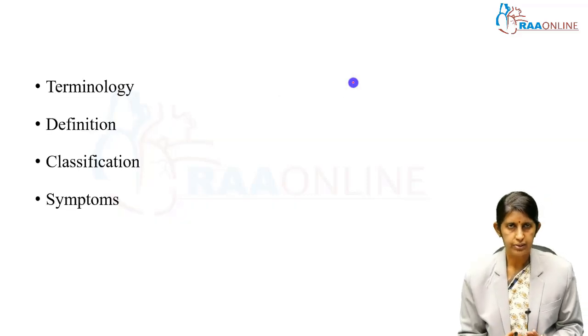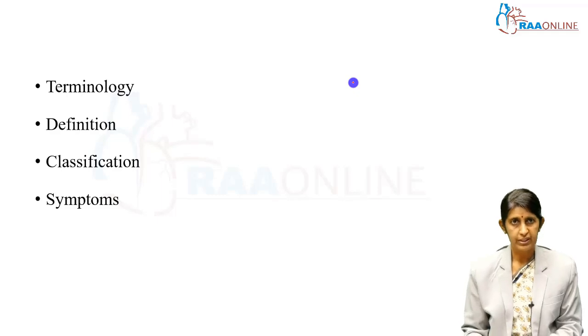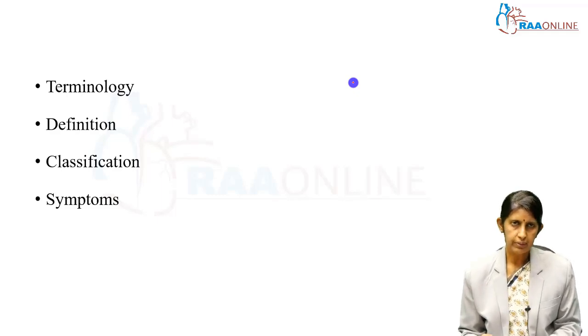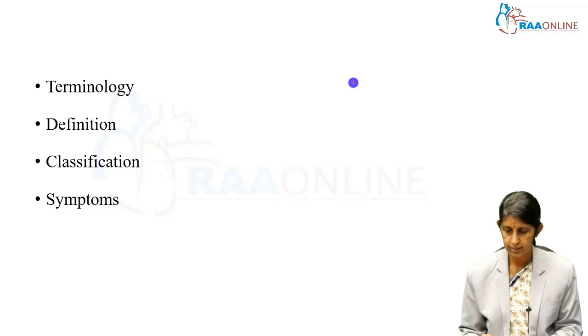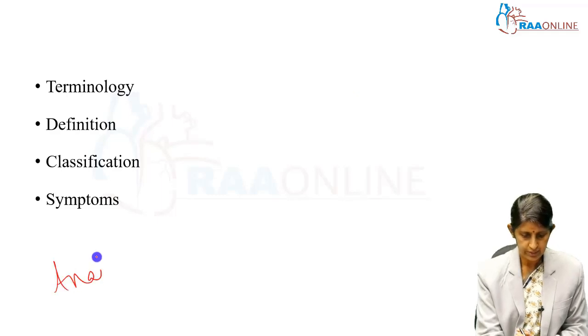Squint is by itself a little complicated topic, and today I'll be giving you a very basic outline, a bird's eye view, and we'll talk about details subsequently as we move further with specific topics in squint. Today we'll be discussing the terminologies, the definitions, the classification and the symptoms. The anatomy is one important facet of squint.